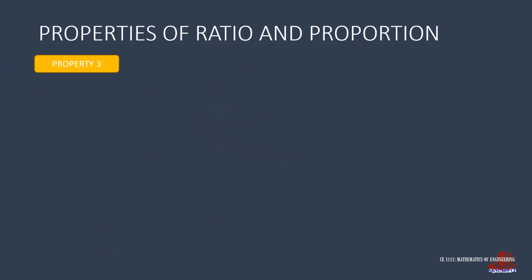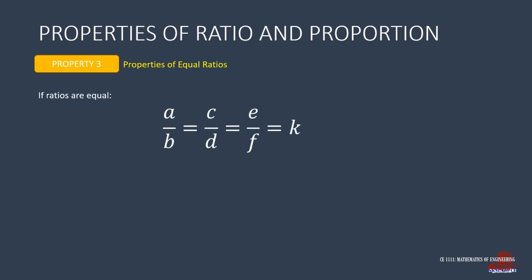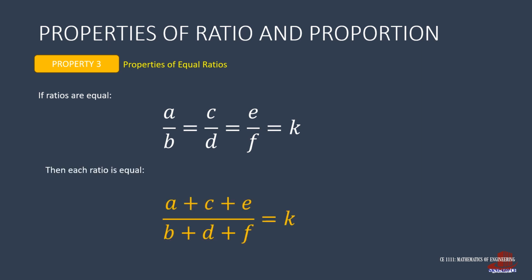The third property discusses equal ratios. If ratios are equal, like A over B is equal to C over D, which is again equal to another ratio E over F, when the proportionals are added together, they would still give the same ratio.